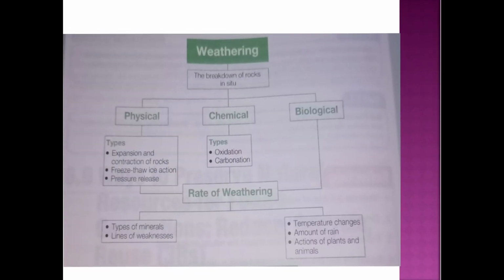Here is a graphic organizer of weathering and its types. So weathering is the breaking down of rocks, and it has three types: physical, chemical, biological.